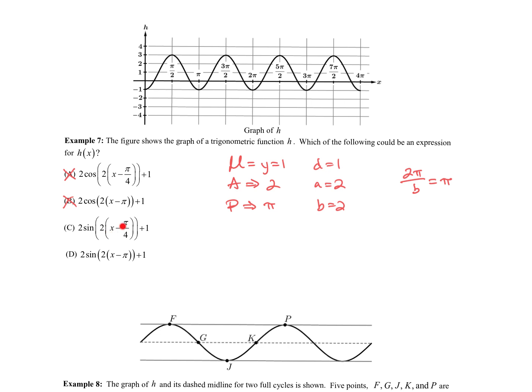Negative pi over 2, which is the same thing as what? 3 pi over 2. So what is the sign of 3 pi over 2? Negative 1. So negative 1 times 2 is? Negative 2 plus 1 is? Negative 1. Is that what we want? That's the one. All right.